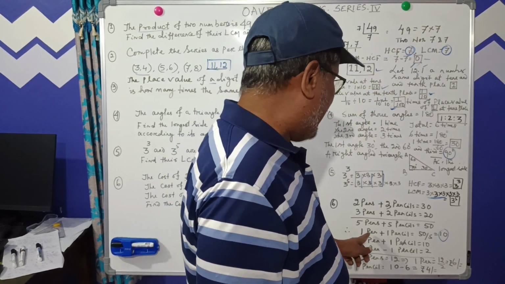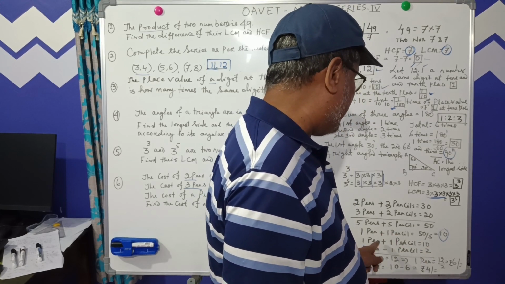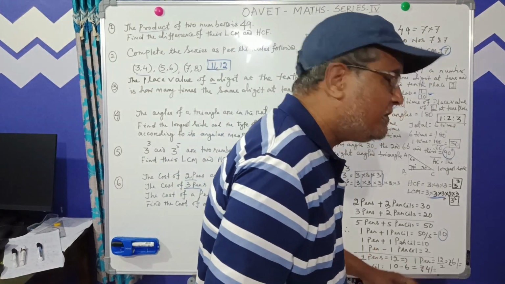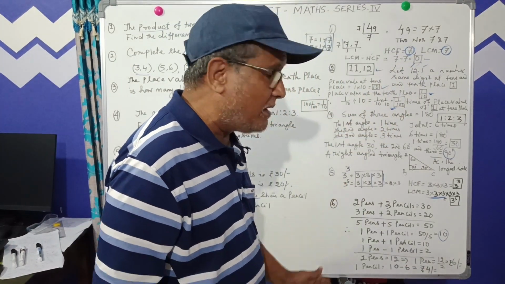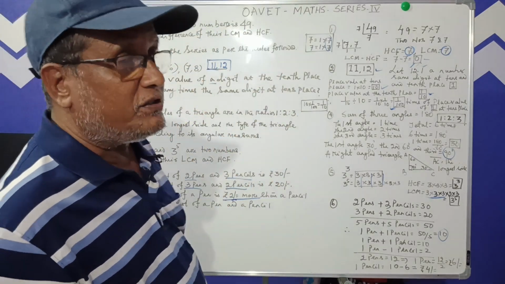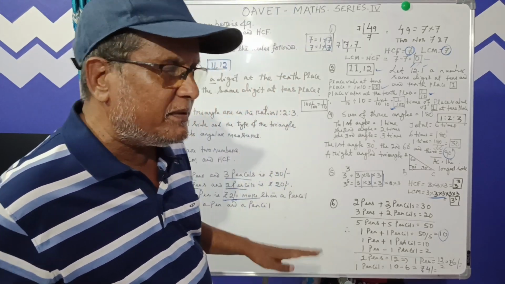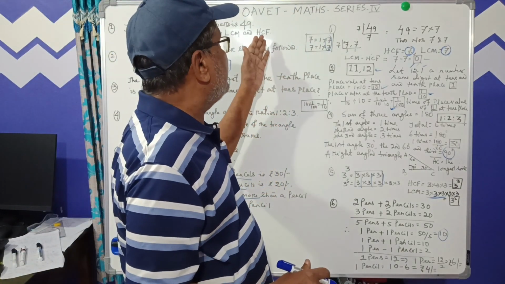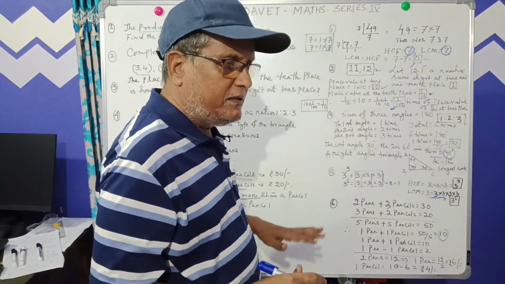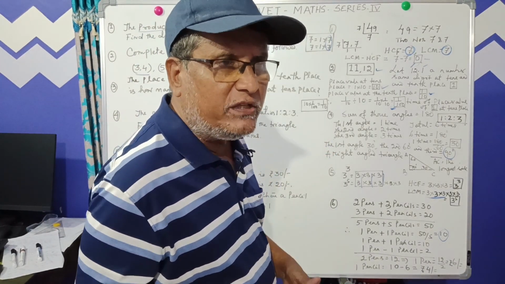Now you see 1 pen plus 1 pencil is 10 rupees, and 1 pen is 6 rupees. Then 1 pencil will be 10 minus 6, 4 rupees. This calculation is very simple and very easy. So these are some of the tricky sample questions that are expected to be set in your entrance examinations. Please note it and practice at home, and you can develop your own questions out of these.